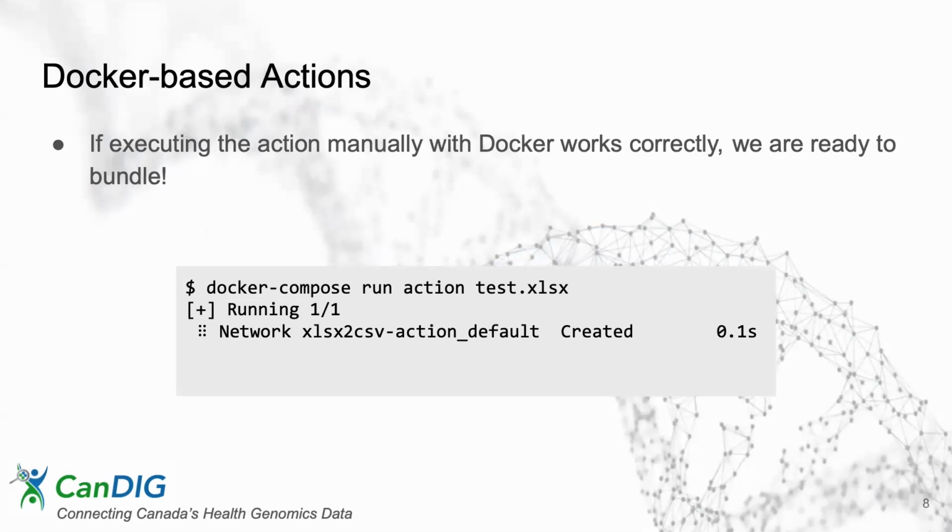If you were executing this action manually when testing, you could just run this action with some test file like test.xls, and if you run it, it works. So in this local situation, we know it works, and we're ready to bring it to GitHub Actions, to the GitHub environment.